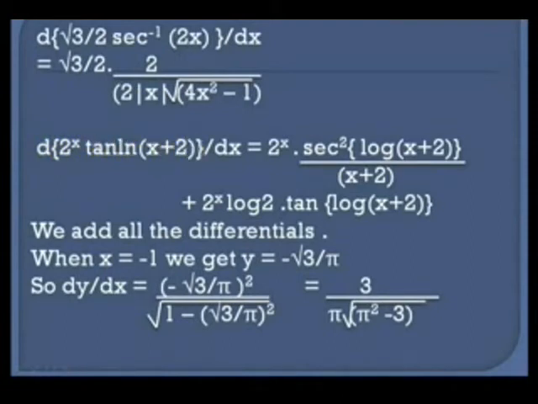Thus what we do is we add all these differentials. So dy by dx would be equal to minus of root 3 by pi whole square divided by under root of 1 minus root 3 by pi whole square, and this is nothing but equal to 3 by pi into under root of pi square minus 3. So we see that dy by dx is equal to this value at the point x equal to minus 1.